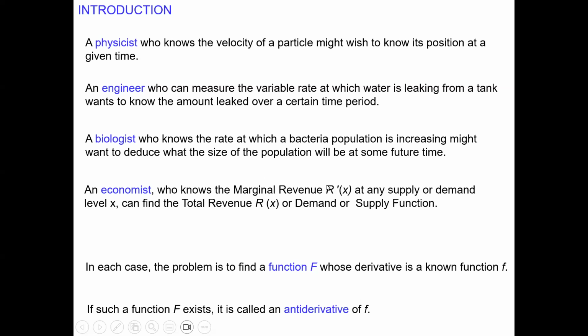If we know some marginal revenue, marginal cost, then we would like to know the total revenue, like maybe the demand or supply function. As we can see, all of these and much, much more are examples of observing the rate of change. And then the problem is we have to find a function whose derivative is known, whose rate of change is known. That's when we know rate of change and we have to recover the original function. And such a process is called anti-differentiation.